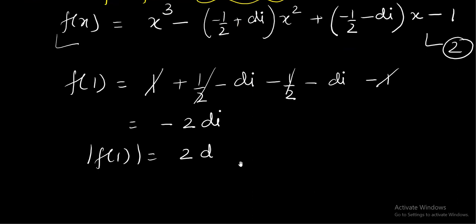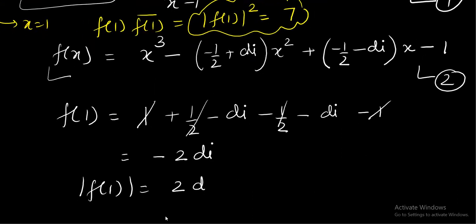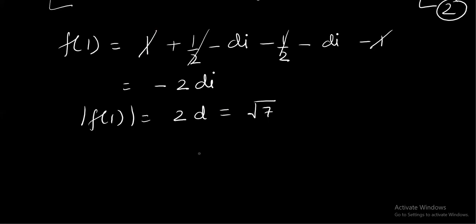And I'm going to use it over here. So what will we do? Modulus f of 1 whole square is 7. So you will get the value of 2d as root 7. And if 2d is equal to root 7, then d is equal to root 7 divided by 2. So here is the answer that we are getting for the question.